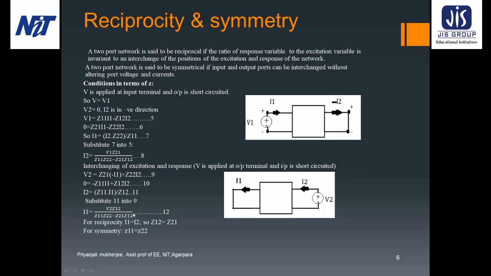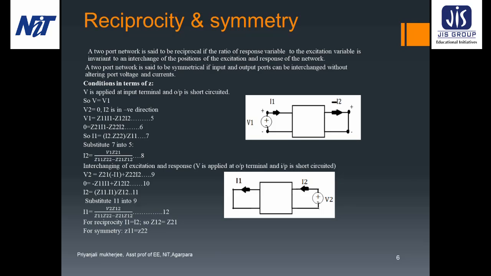Now the condition for reciprocity is I1 should be equal to I2, because interchanging the ideal voltage source at one port with an ammeter at the other port does not alter the ammeter reading. So I1 and I2 should be the same, and the condition for that is Z12 equal to Z21. So for reciprocity, the condition for the Z parameter is Z12 equal to Z21.